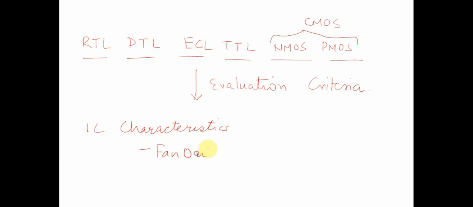the four things I mentioned in the previous foil: fan out, propagation delay, total dissipated power, and noise margin. So if we have to look at all these logic families, first of all we should look at all these IC characteristics and try to understand what they are. What is the meaning of fan out? What does PD mean? Power dissipation, right? And TDP, propagation delay, and noise margin.